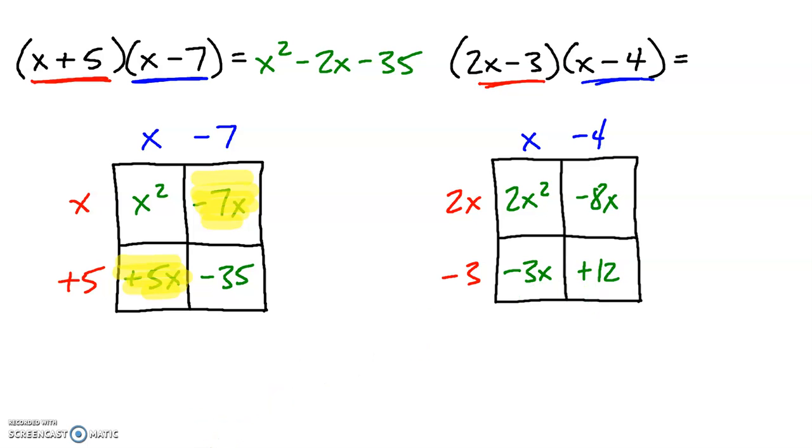Again, we're in a situation where these terms are like terms, so they can be combined. When we write our answer, we'll write 2x squared, negative 11x, plus 12.